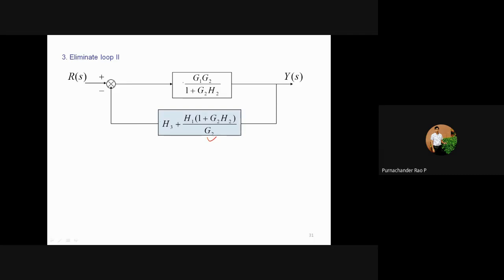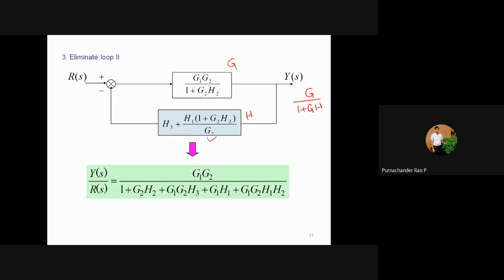Now this is completely a closed loop. So you consider this as G, and this as H. So the formula is again G by 1 plus GH. So you will get the final transfer function like this.